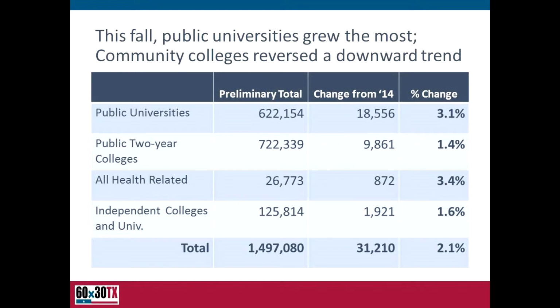In terms of our preliminary enrollments, this is a slide I shared at a board meeting, and one thing I wanted to highlight here is that our two-year colleges, after 3 years of downward trends, actually are showing increased enrollments of almost 10,000 students, so we're really excited to see that. Public universities continue to grow at a steady rate, so we have made some progress for sure this year in terms of our enrollments. And again, we'll get those final counts when the certified data comes in.